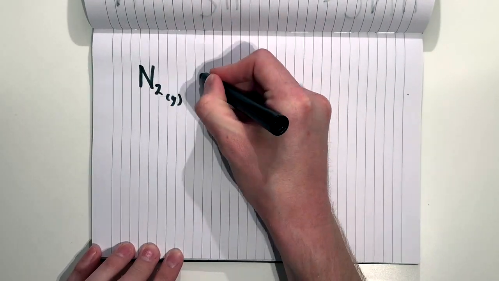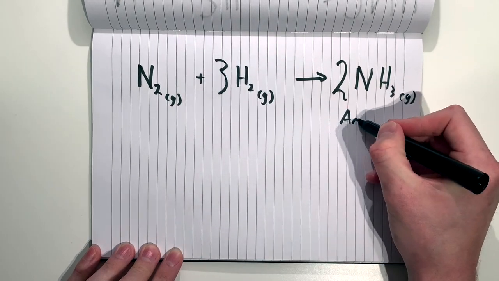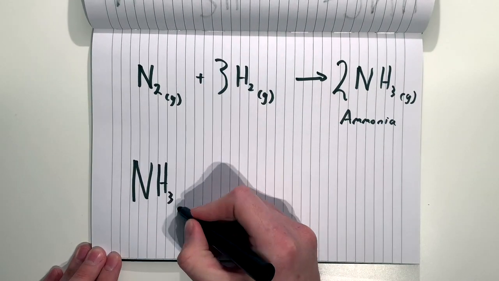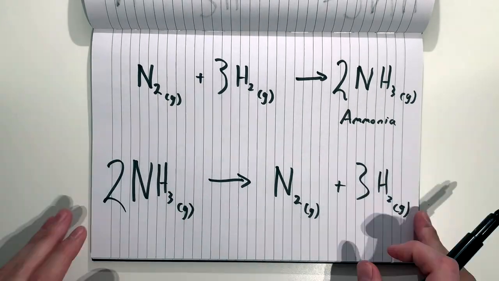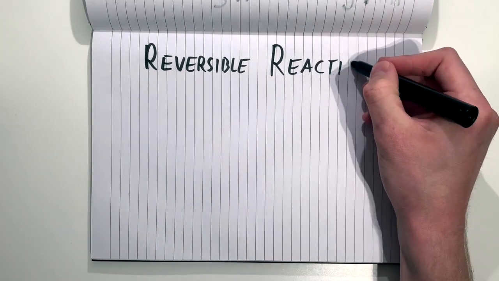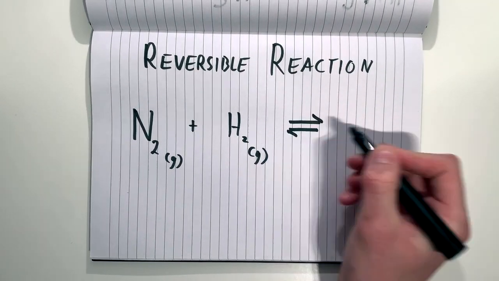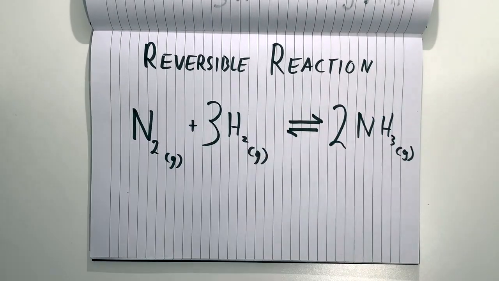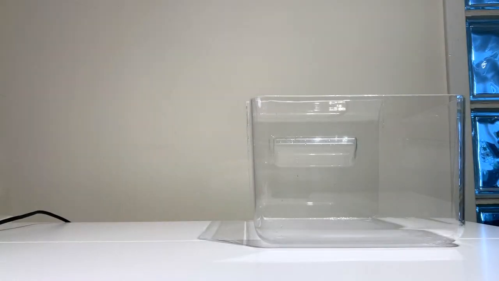Nitrogen and hydrogen can be combined in the Haber process to make ammonia, but ammonia will also naturally break down into nitrogen and hydrogen. This is called a reversible reaction, and we can write it a little bit more elegantly in a single line. We use this symbol made up of two arrows to represent both reactions, the forward reaction and the reverse reaction.